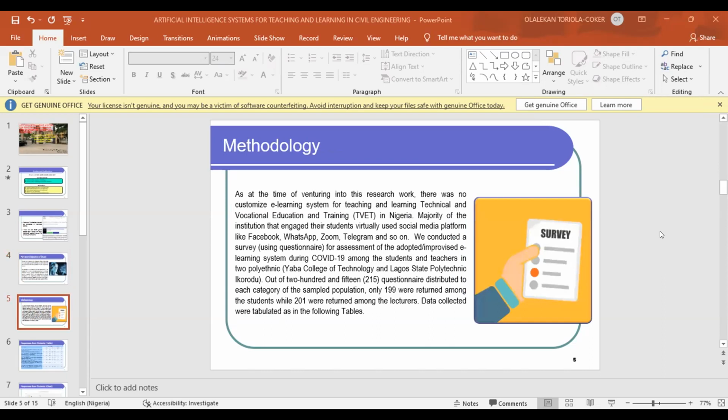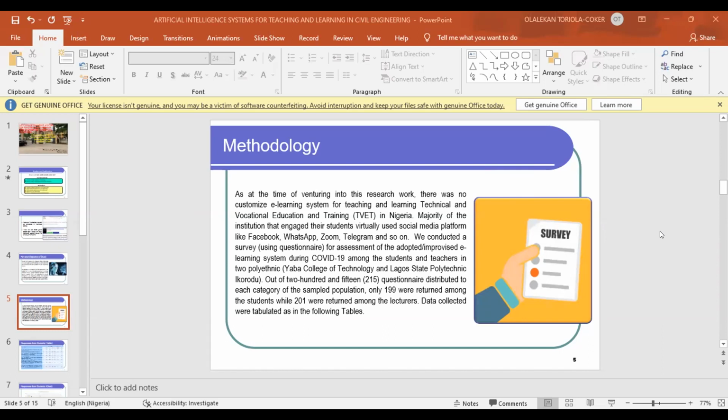As at the time of venturing into this research work, there was no customized e-learning system for teaching and learning technical and vocational education and training in Nigeria. We call the learning instruments that have been developed by the educational sector in Nigeria TVET, which is the technical and vocational education and training. The majority of institutions that engage their students virtually use social media platforms like Facebook, WhatsApp, Zoom, Telegram, and so on.